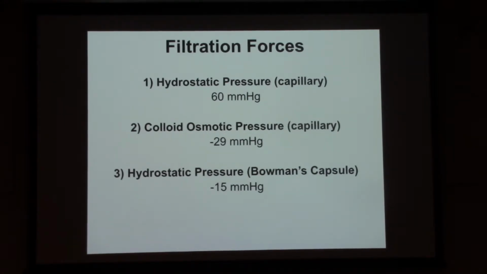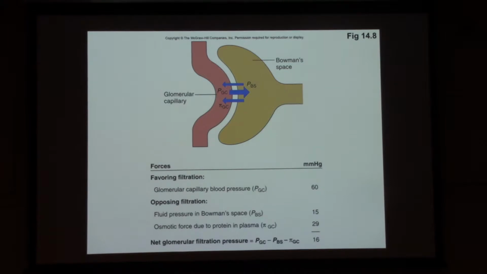To figure out the net pressure, you add up all three pressures, right? What does that come out to? 44, minus 44 millimeters of mercury pressure for this one. So, what's that, 16 millimeters of mercury positive pressure? This slide's going to do the math for us, I think.